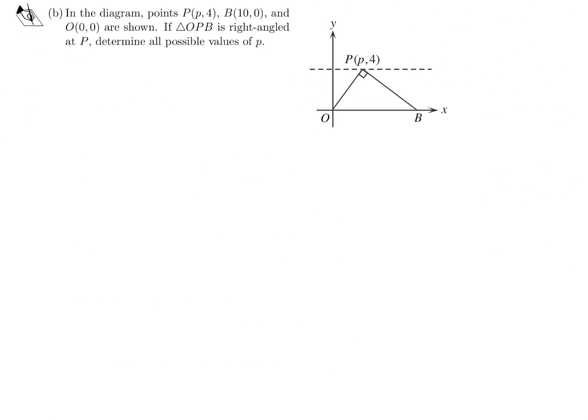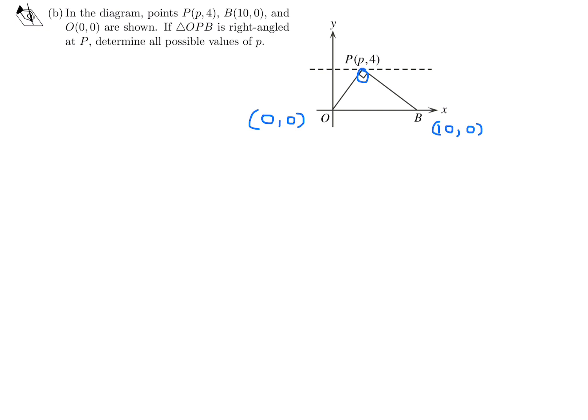In the diagram, points P, which is (p, 4), and B, (10, 0), and O, which is (0, 0), are shown. If angle OPB is right angled at P, determine all possible values of p. So this O is at the origin, so it's just (0, 0). This B, they have told me, is (10, 0). And then P is labeled (p, 4).